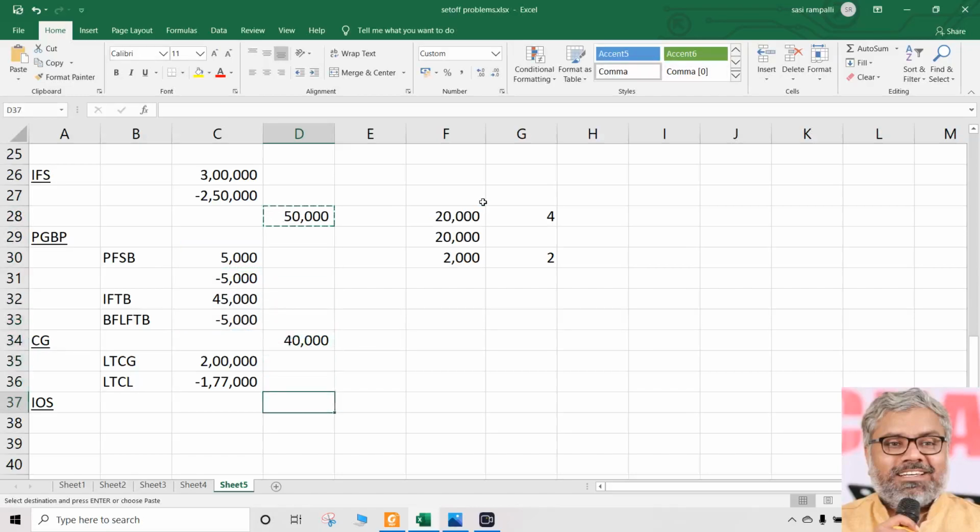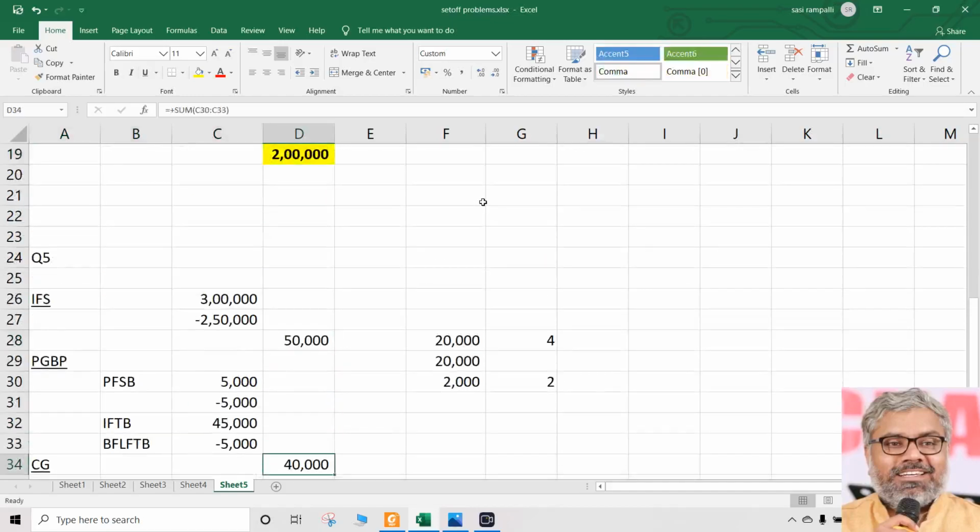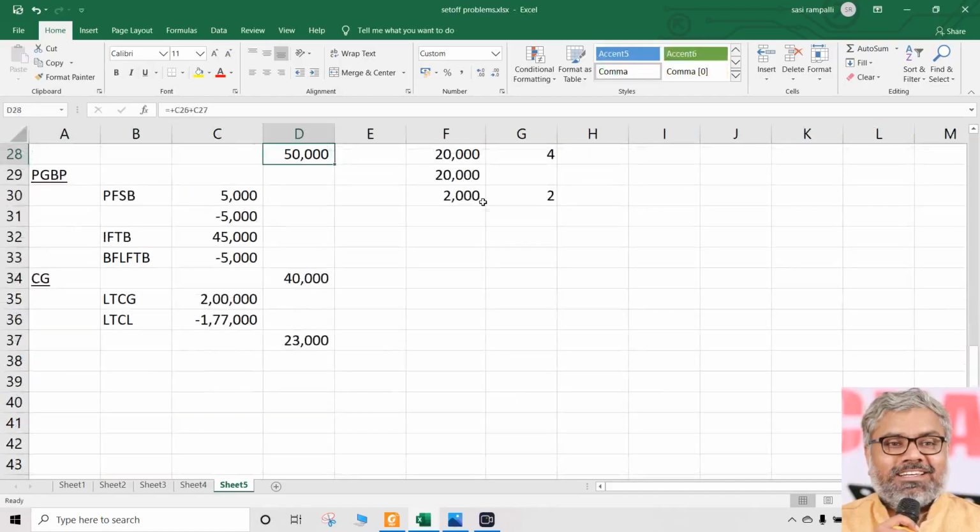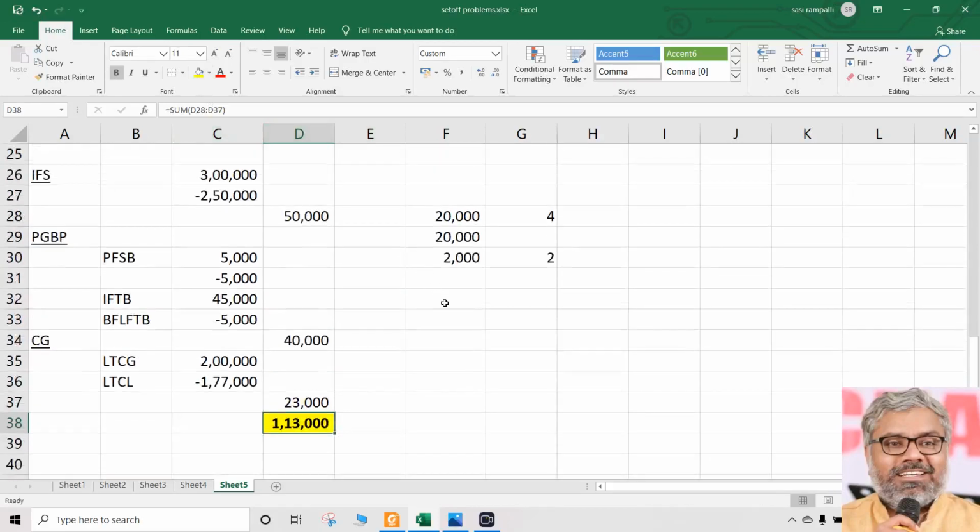And the total of this is going to be 23,000. There is no income from other sources. So in the exam, if you write it, just write it as nil. There is nothing there. So how much is going to be the total income of this particular SSE? Finally, 1,13,000. That is the total income or gross total income of this SSE.